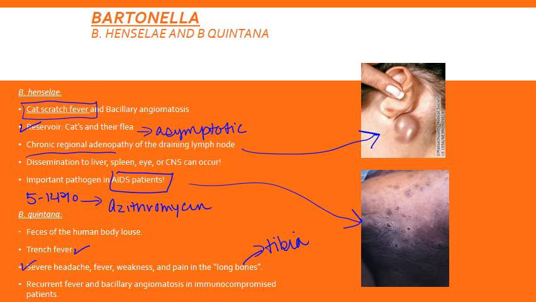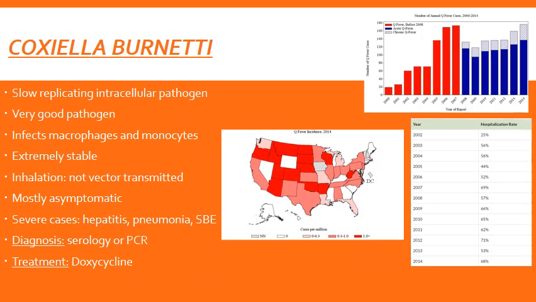It can also lead to recurrent fevers and also can lead to bacillary angiomatosis in immunocompromised patients. Thankfully, this one doesn't happen all that often, so there currently aren't any good treatment recommendations for B. quintana. All right, the last organism we're going to talk about in this video is Coxiella burnetii.